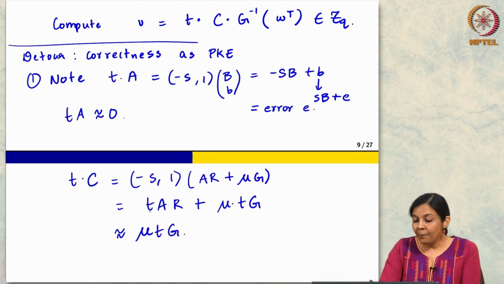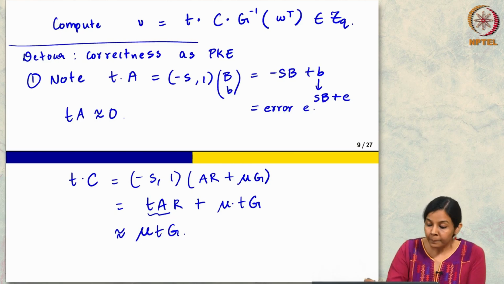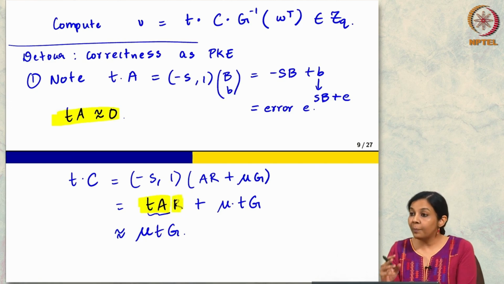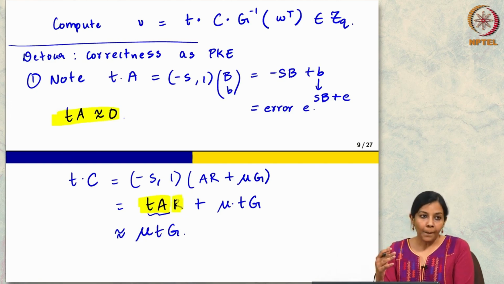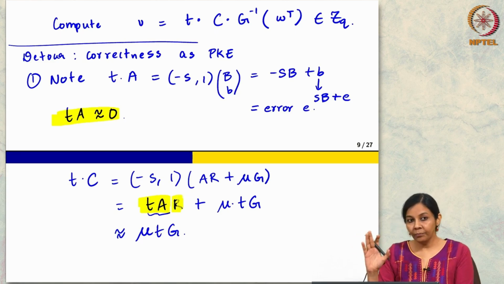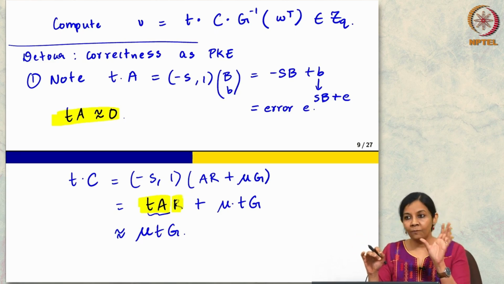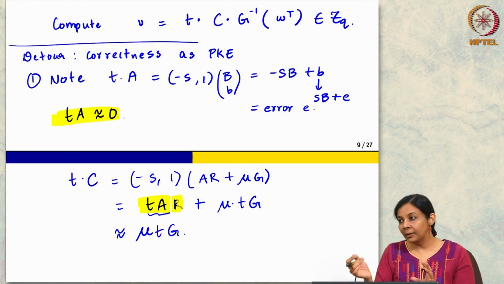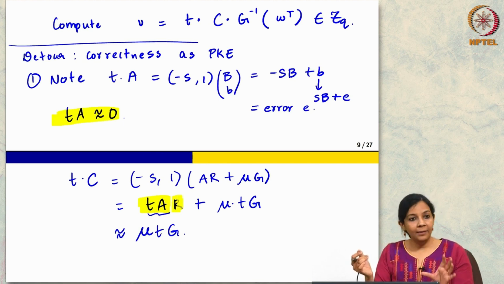Why is that? Because T times A is already very small. Okay. So, T times A is approximately 0 and R also was binary, remember. So, R is also a low norm matrix. So, what does this mean? If I multiply a low norm vector by a low norm matrix, then whatever I get as output, its norm can be bounded. Is it clear?